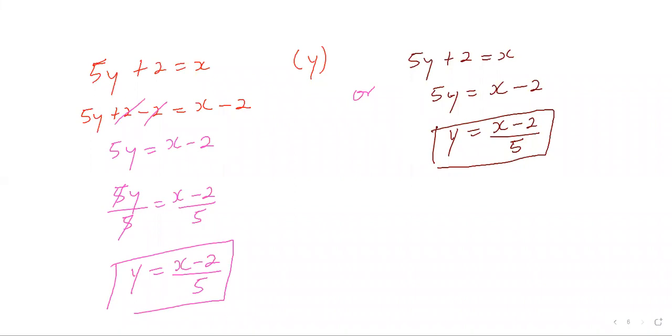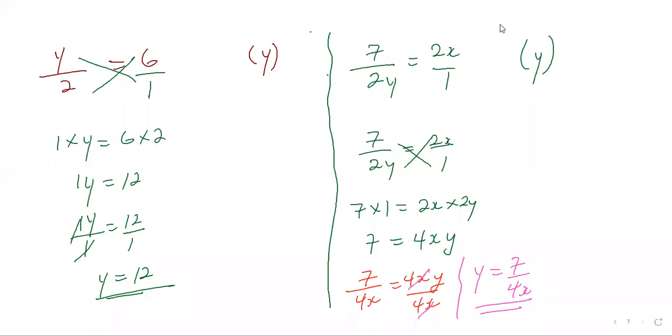So let me just go over this part quickly. When you have y over 2 is equal to 6 over 1, what you do is cross multiply. It'll be 1 times y is equal to 6 times 2, so 1y is equal to 12. You divide both sides by 1, then you get y is equal to 12.